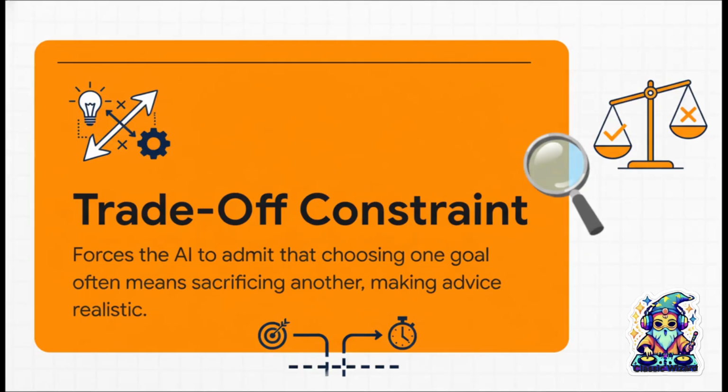Next, we have the trade-off constraint. This one is all about getting advice that reflects the real world. You know, life is full of trade-offs. So instead of asking for a workout plan that's super quick and super effective, you force the AI to prioritize one over the other. This gives you a practical strategy, not a fantasy.